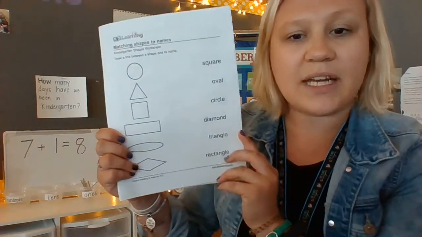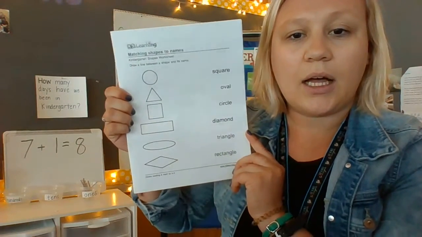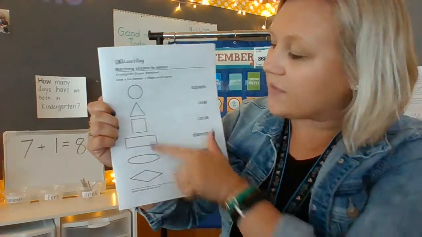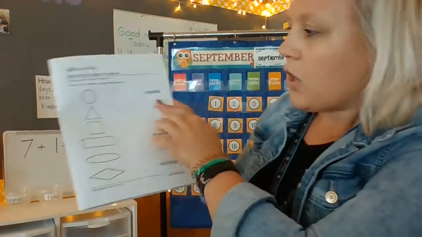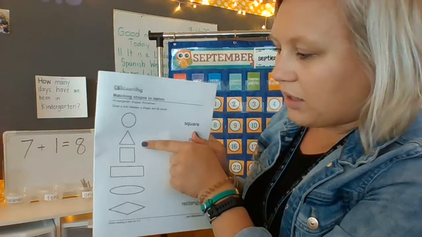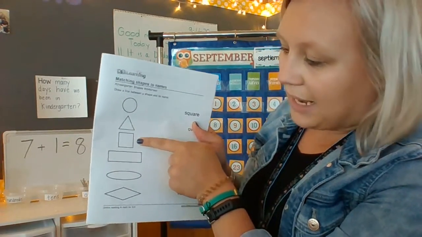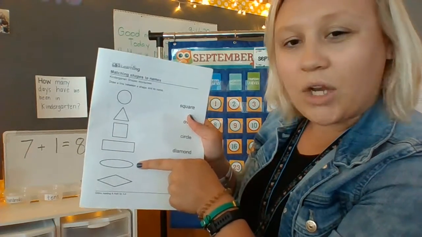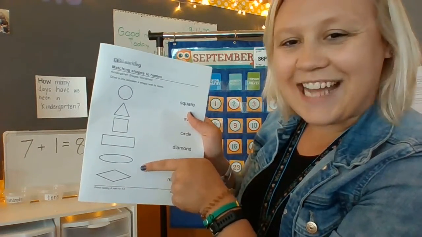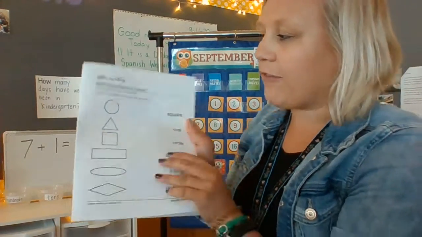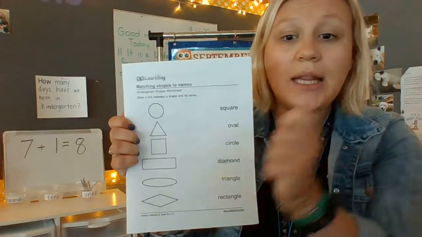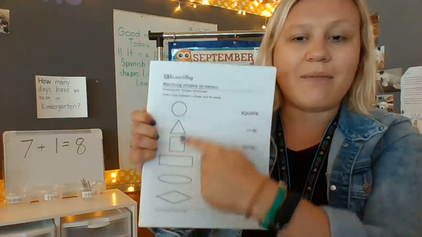And then on the other one, it is matching shapes to names, so very similar to what we did on the last page, except they have some different shapes in here. So we know the circle and the triangle and the square. Now we're adding in, this is called a rectangle, an oval, and a diamond. Okay, so have your parents help you figure out what these words are and draw a line to whatever shape it matches with.